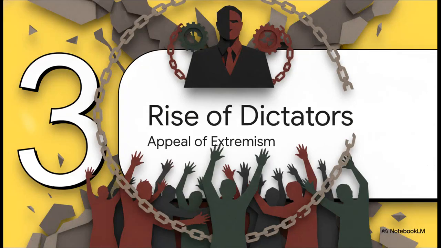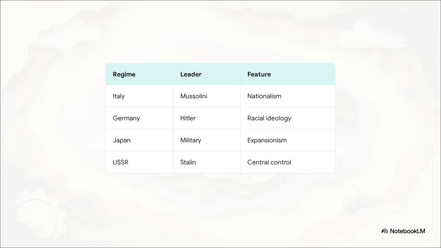Section 3. Rise of the dictators. The appeal of extremism. When millions are facing absolute economic misery and democratic governments look completely incapable of fixing it, people turn to strongmen. And when we look closely at these four totalitarian regimes, a really dark parallel emerges. They all violently rejected liberal democracy.